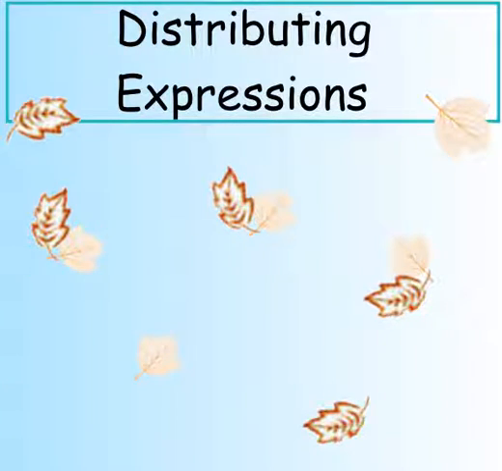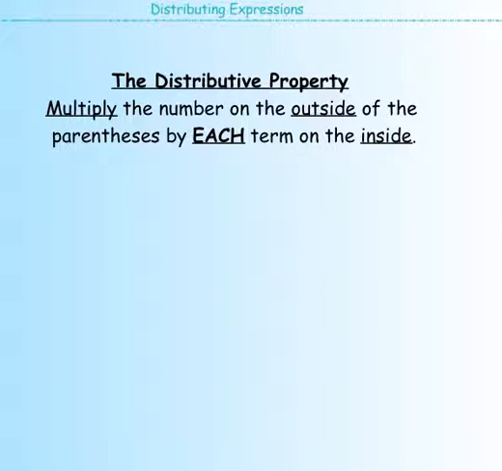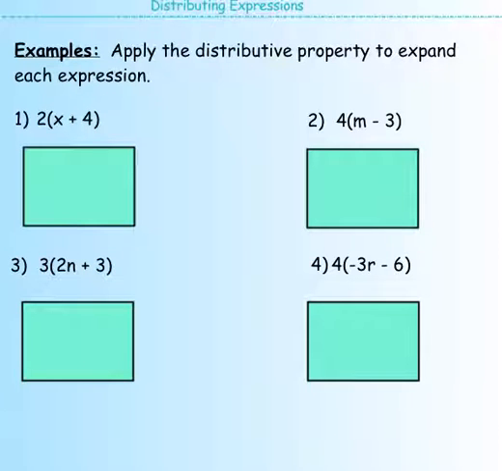expressions. The distributive property, as we know, happens when we multiply the number on the outside of the parentheses by each term on the inside. So let's take a look at a few examples. Apply the distributive property to expand each expression.